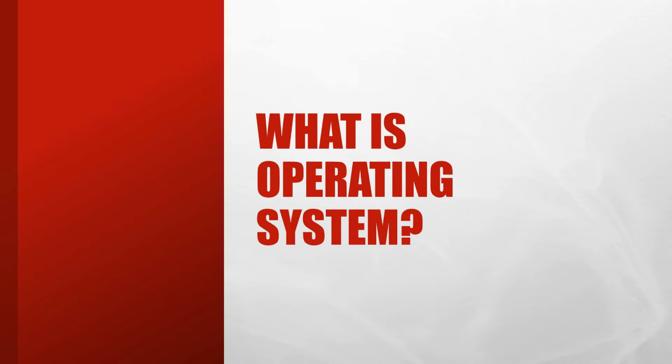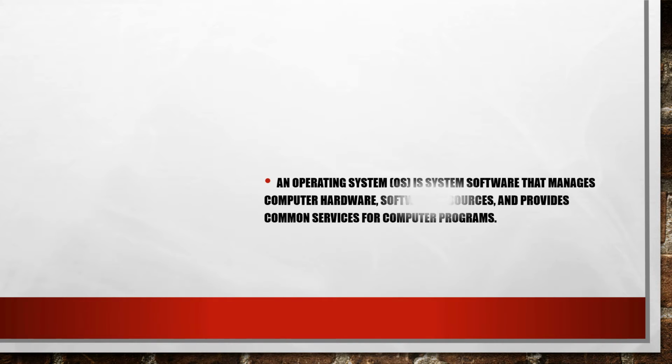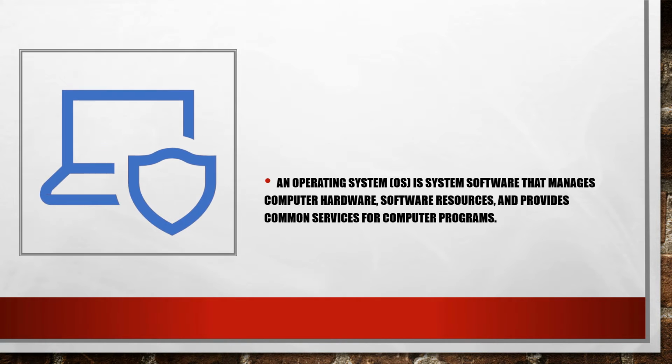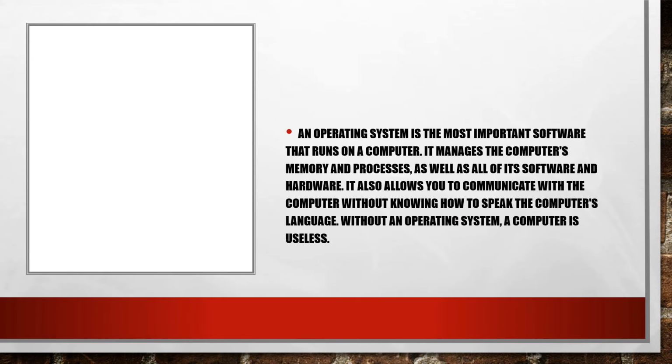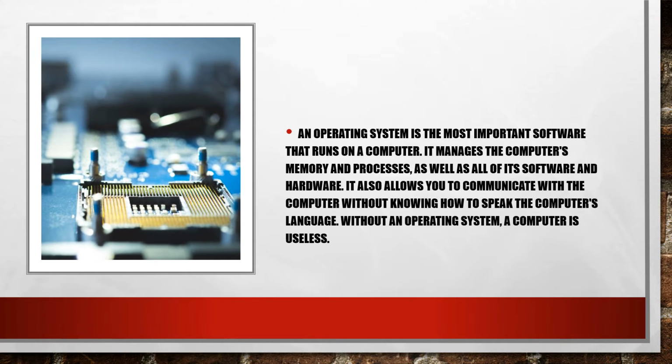And my first question is, what is operating system? Operating system is a system software that manages computer hardware, software resources, and provides common service for computer programs. What is the function of operating system? An operating system is the most important software that runs on computer. It manages the computer's memory and process, as well as all of its software and hardware. It also allows you to communicate with the computer without knowing how to speak the computer's language. Without an operating system, a computer is useless.